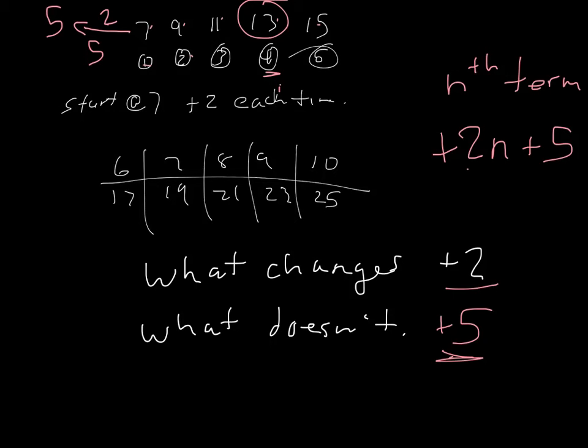So that's my nth term, and it says use that expression to find the 50th term. So when n equals 50, this is going to be 2 times 50 plus 5 equals 100 plus 5 equals 105.